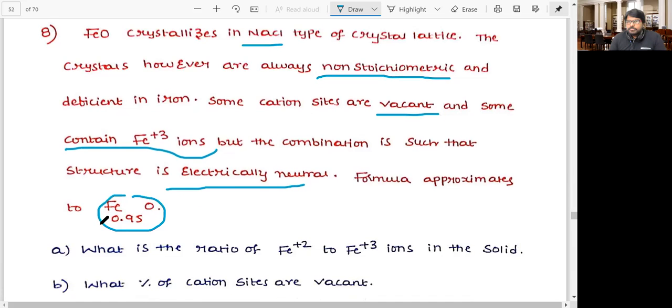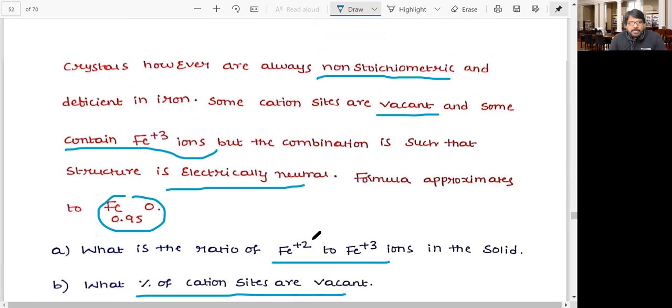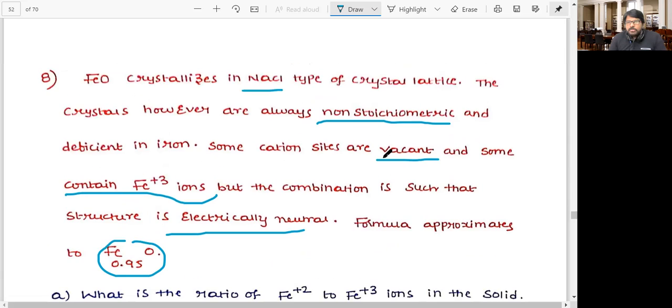Fe0.95O. I already told you, whenever you get a non-stoichiometric solid or defect, 100% you have to proceed through electrical neutrality. And what is the ratio of Fe+2 to Fe+3 in the solid? That is the first question. And what percent of cation sites are vacant? Here, he's saying that some cation sites are vacant.